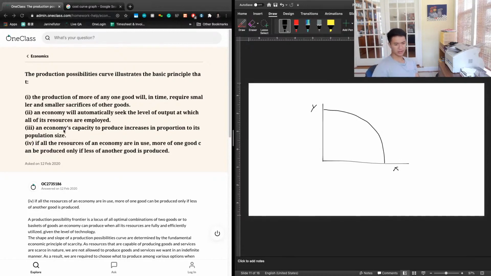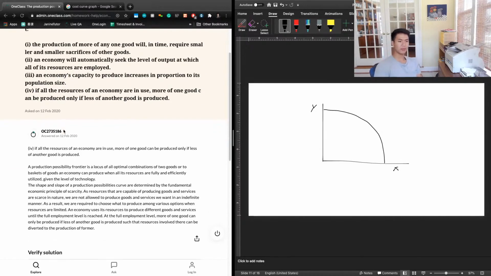And we can take a look at the previous tutor's answer. The previous tutor also said 4, and it said a PPF is a locus of all optimal combinations of two goods or two baskets of goods an economy can produce when all its resources are fully and efficiently utilized given all technology.